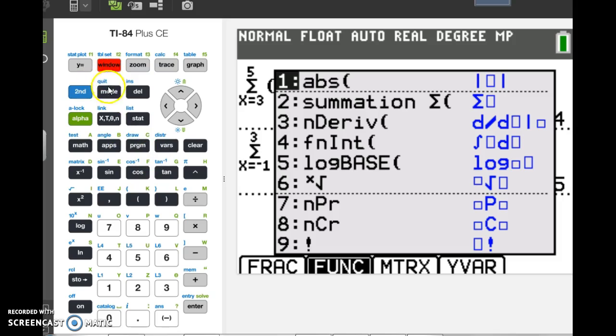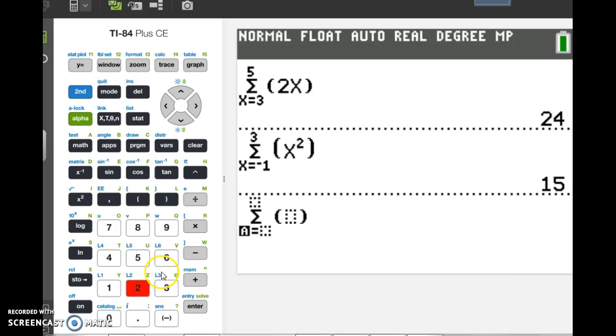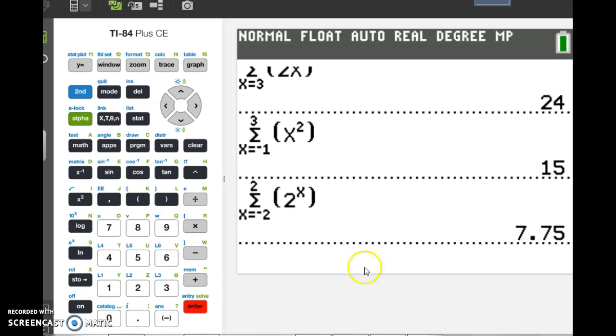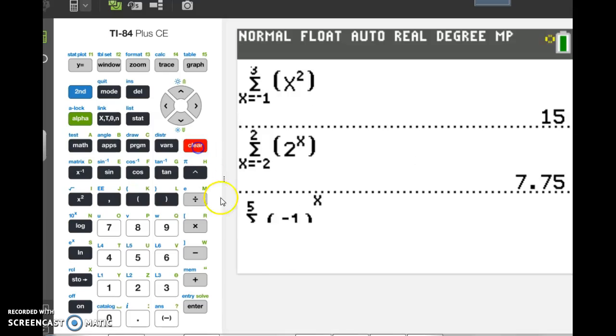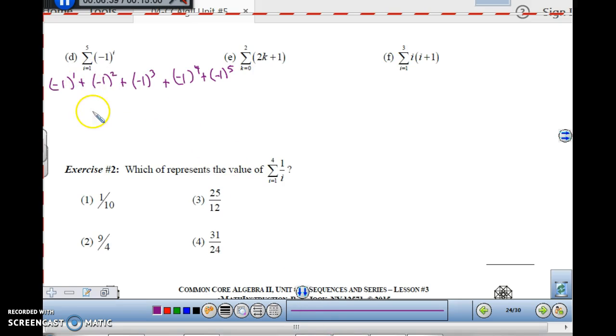So we're going to do the summation, which is number 2, from -2 to 2. So x equals -2 to 2, and my function was 2 to the j. I'll just use x, enter, and we get 7.75, which is 7 3/4. So that works out quite nicely. So you can do this on your calculator, you just have to know what this means when you're doing it by hand as well.